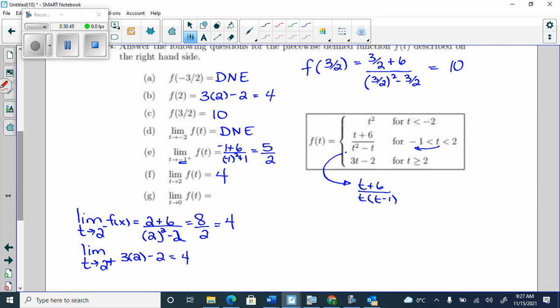Now, as t approaches 0, quiet please. Which one does it approach 0 on? The middle one. Now, we can break the middle one down like we did in 30-1. We have t plus 6 over t and t minus 1. This would be a vertical asymptote at t equals 0. This would be a vertical asymptote at t equals 1. Therefore, at 0, there's an asymptote, so it does not exist. They're not going to approach the same thing.